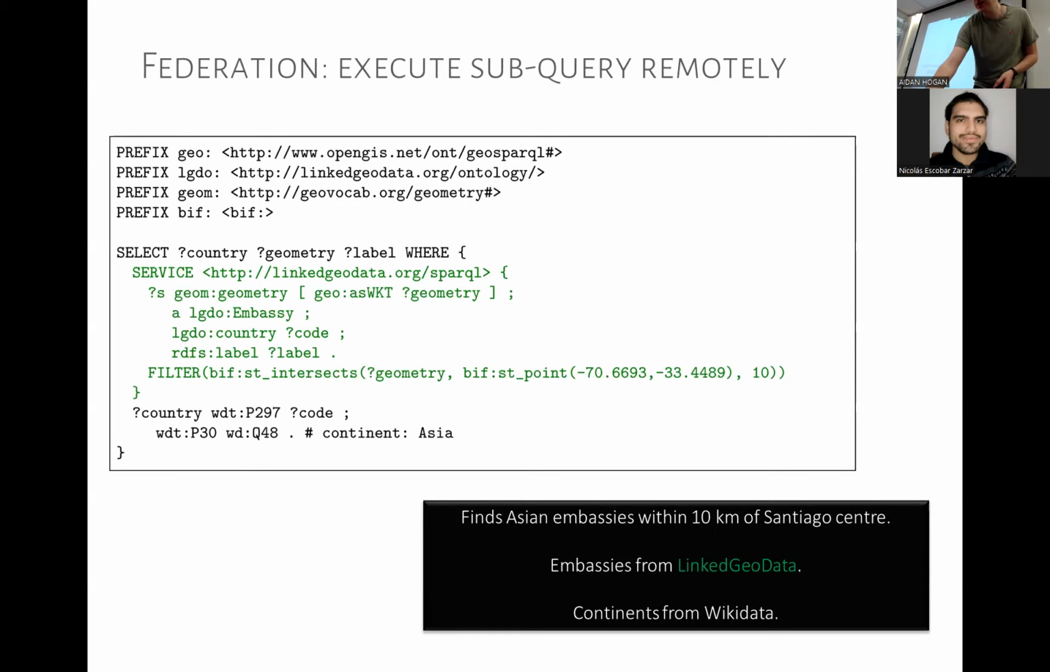Of course, we can also have embedded service. So we could say to linked geodata, query Wikidata to find this, and then query that, and then come back and query other things.